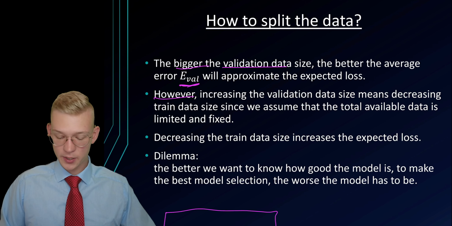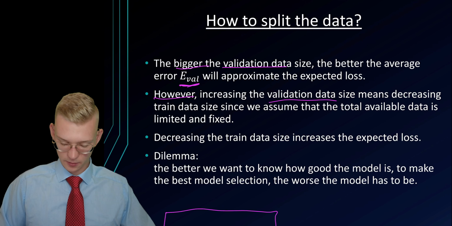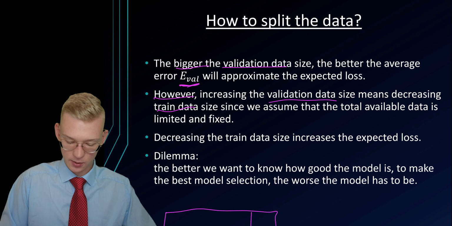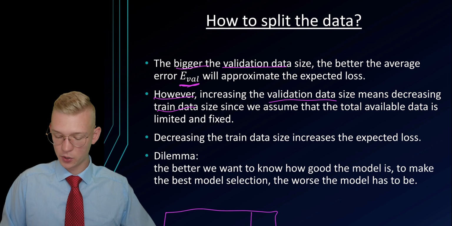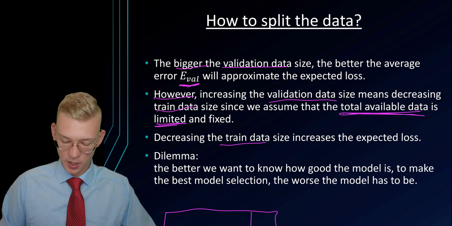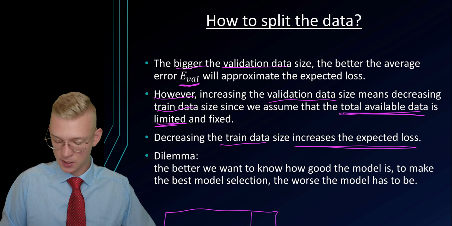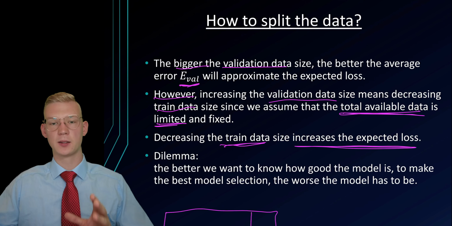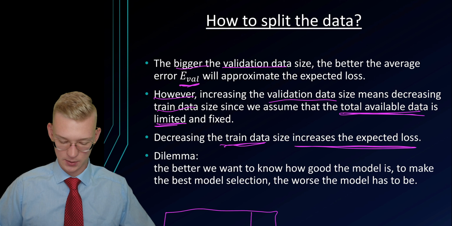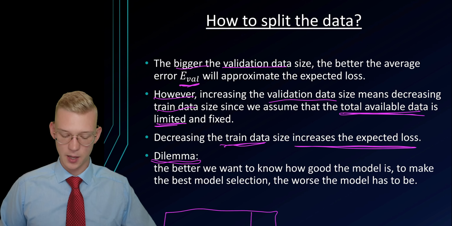However, increasing the validation data set will decrease our training data set because the total available data is limited. So decreasing the train data increases the expected loss, because the expected loss increases with less data because of the variance. So now we have again the dilemma.